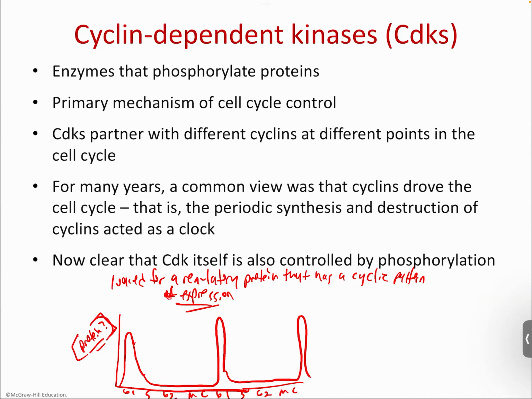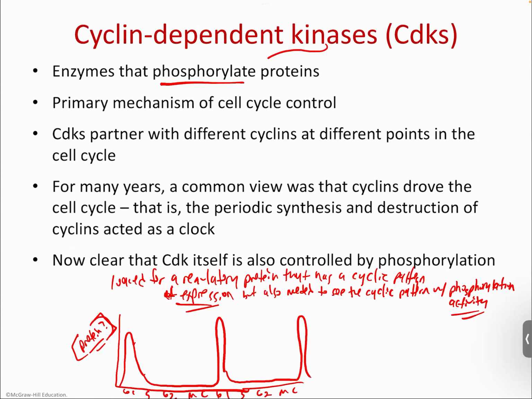But we also wanted to see that with phosphorylation activity. And here's the reason why. Because what we noticed about this time we were studying these proteins is that the way that regulators regulate other proteins, the way that they turn proteins on and off, is by a very simple process of adding a phosphate group to them. Okay, so what a kinase basically does is it adds a phosphate to another protein.